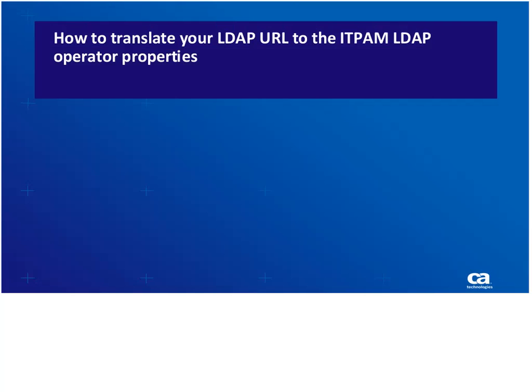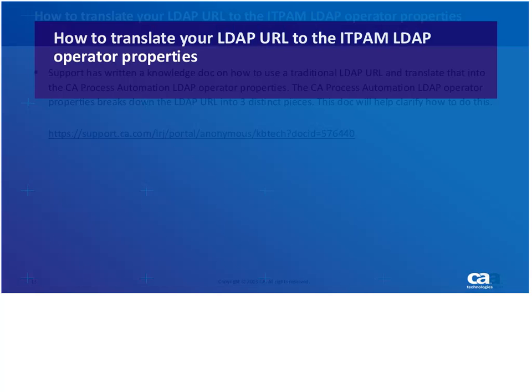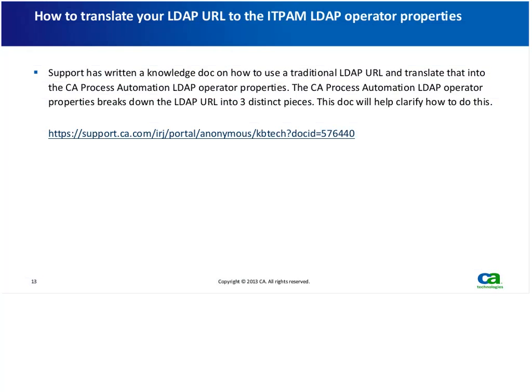The fifth is how to translate your LDAP URL to an ITPAM into your ITPAM LDAP operator properties. So this is not to be confused with EEM. This is in regard to the LDAP operators within PAM. This technical document, I provided a URL, so I apologize I didn't provide the whole TEC number. That's TEC 576440. So in the back of that URL, just add TEC to the front of that.